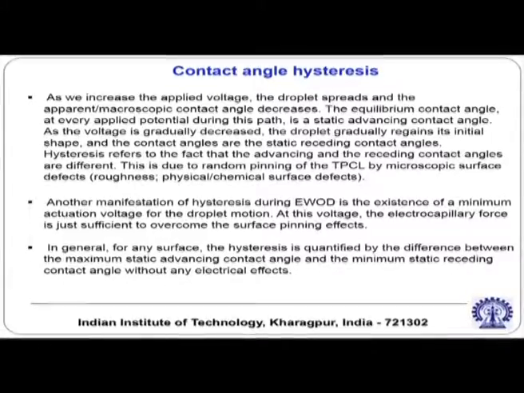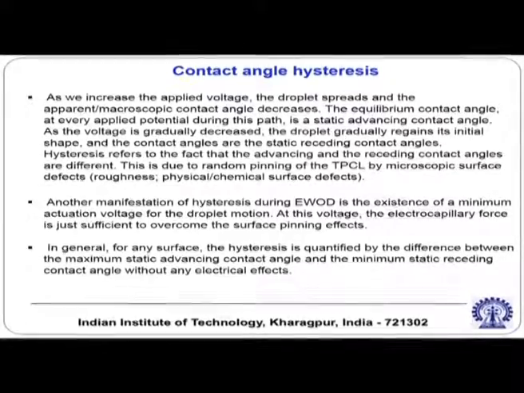Another manifestation of hysteresis during electrowetting on dielectric, this phenomenon is also called electrowetting on a dielectric. The reason for giving such a name is pretty clear, that electrowetting is occurring over a dielectric layer. It is the existence of a minimum actuation voltage for the droplet motion. This is another manifestation of hysteresis. At this voltage the electrocapillary force is just sufficient to overcome the surface pinning effects.